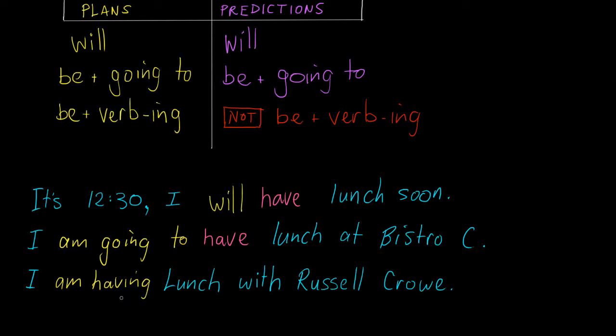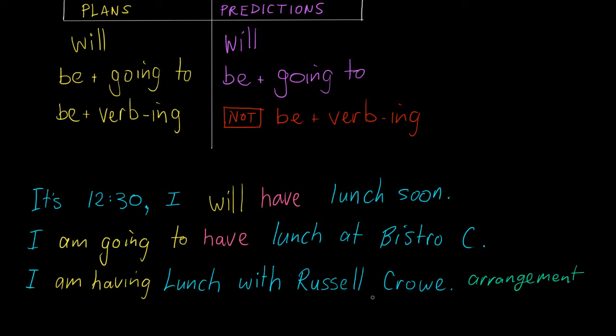If we look at the third one, I'll just read it first. I am having lunch with Russell Crowe. This is an arrangement. It's sometimes difficult to see the difference between going to and an arrangement, but I guess you could say in general that arrangements are when you involve other people, and it's a very fixed sort of plan. So if you're having lunch with Russell Crowe, he's a very famous, important Australian actor, and you would need to book that in a long time in advance, and you would be very serious about it, making sure that you're there. So that's a good example of an arrangement.